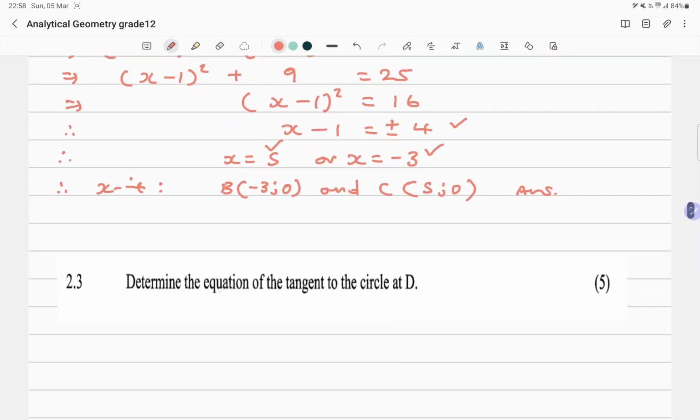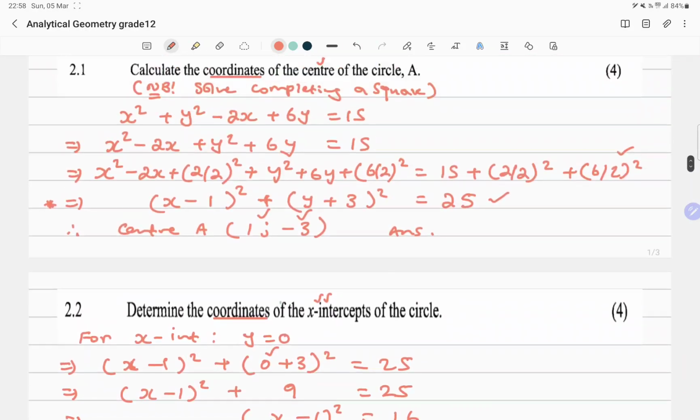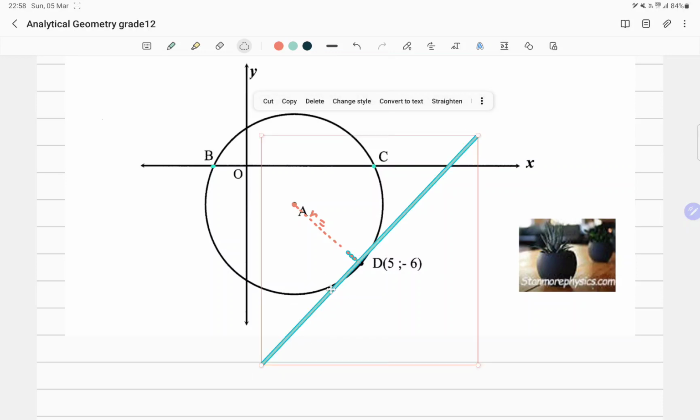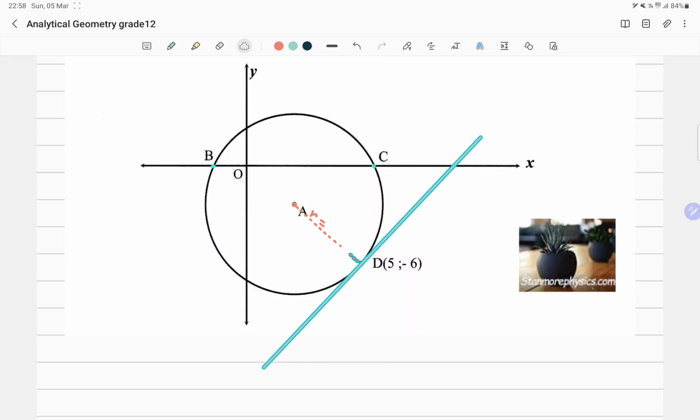Okay, determine the equation of the tangent to the circle at D. So if we're looking at our circle, we have point D. So let me just try to show where the tangent is. So if we draw a line there, I'm just going to sort it, so don't worry about that looking strange. Okay, there it is. So it is a tangent there. Okay, so that is the tangent.